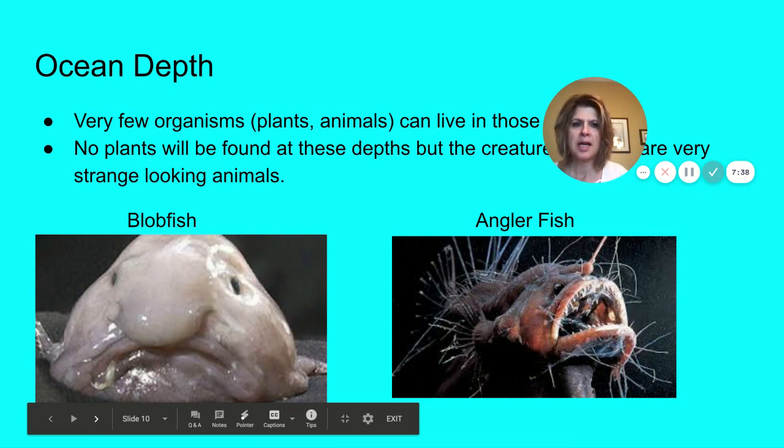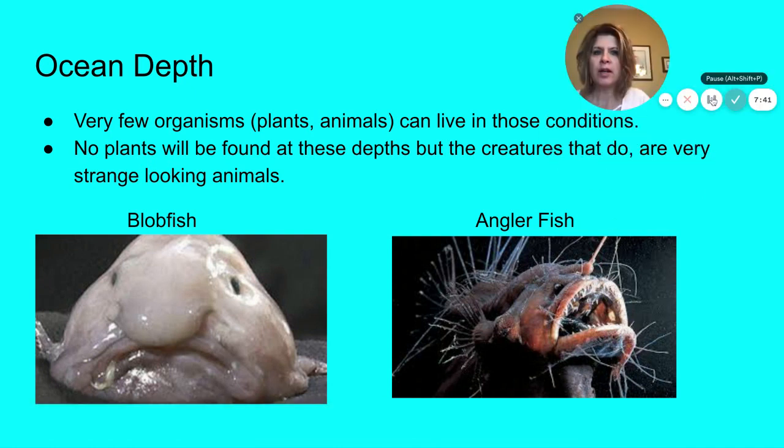Ocean depth. Very few organisms, plants or animals, can live in the conditions below 300 meters. No plants will be found at these depths, but the creatures that do live there are very strange looking animals and have adapted to living in these colder temperatures and with more pressure on them. The blobfish and the anglerfish. The anglerfish makes its own bioluminescent light, where they produce their own light through chemicals so that they can see.